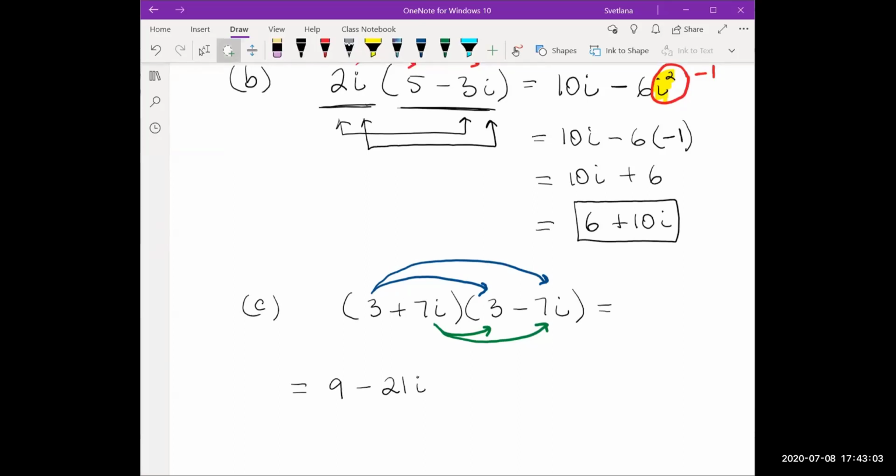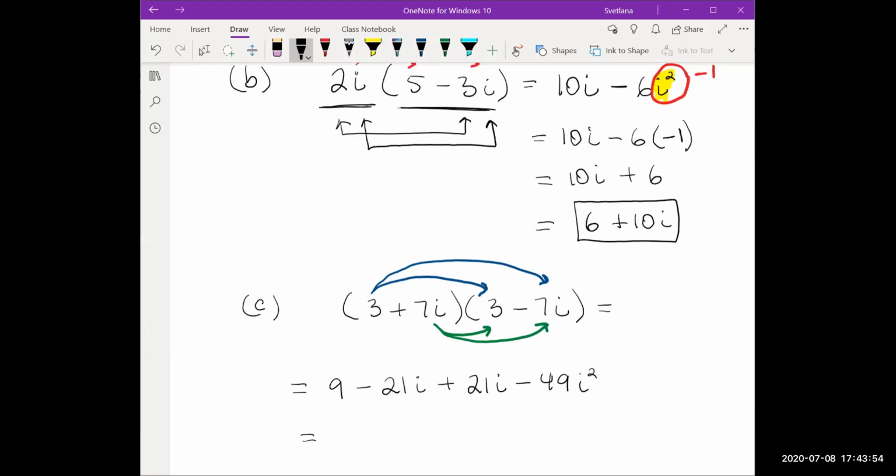Then I move on to 7i. 7i times 3 is positive 21i. The last product is 7i times negative 7i. So 7 times negative 7 is negative 49. But then i times i gives me i squared, right? And again, I'm making sure that i squared appears somewhere in my result here. Okay, so here it is.